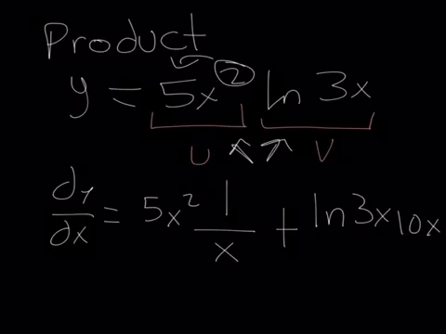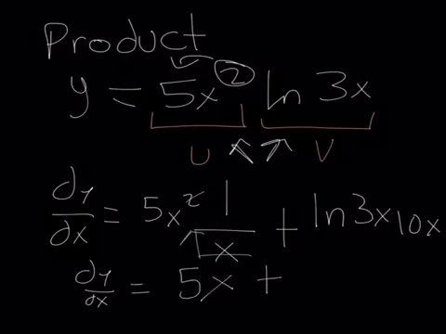Okay, we did the whole function. Now, due to this, we have to simplify terms. For example, here we will put like terms. These two will cancel, 1 over x will cancel with an x. So the final result will be dy dx is equal to 5x plus the 10x ln 3x, and that will be our derivative for the previous function using the product rule.